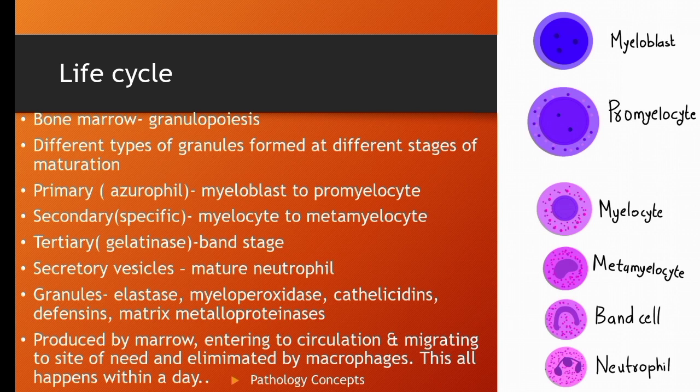Primary granules, also called azurophilic granules, are found at the myeloblast and promyelocyte stage. Secondary granules, also called specific granules, are found at the myelocyte and metamyelocyte stages. Tertiary granules, also called gelatinase granules, are found at the band stage. Secretory vesicles are only detected in the mature neutrophil, and granules contain antimicrobial enzymes like elastase, myeloperoxidase, cathelicidins, defensins, matrix metalloproteinases, etc.